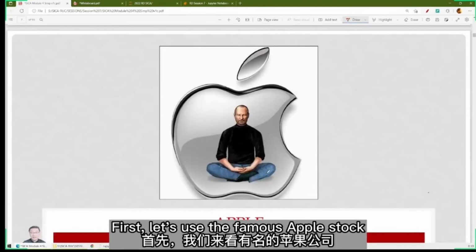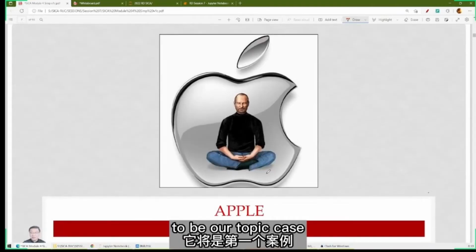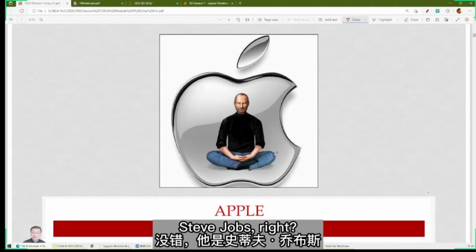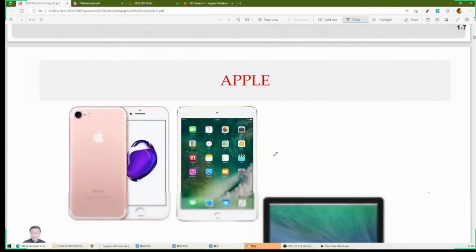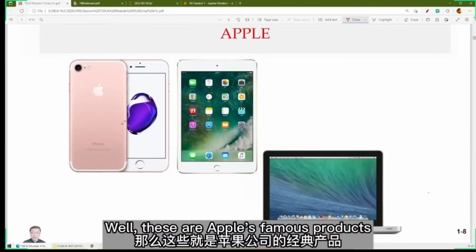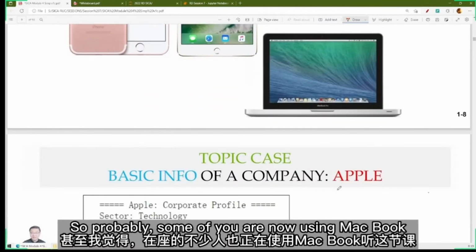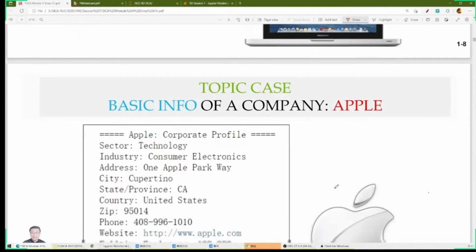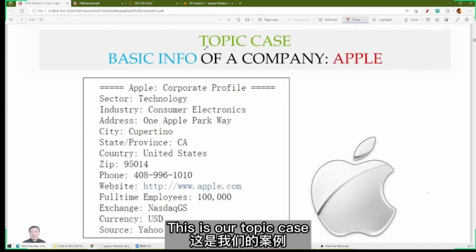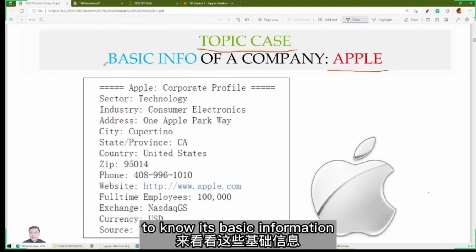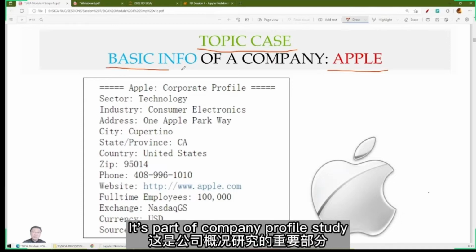First, let's use the famous Apple stock as our topic case. Well, you probably know the name of this guy, Steve Jobs, right? Well, these are Apple's famous products: iPhone, iPad, MacBook. So probably some of you are now using a MacBook, right? This is our topic case. In this topic case, we will use Apple stock as an example to know its basic information. It's part of company profile study.